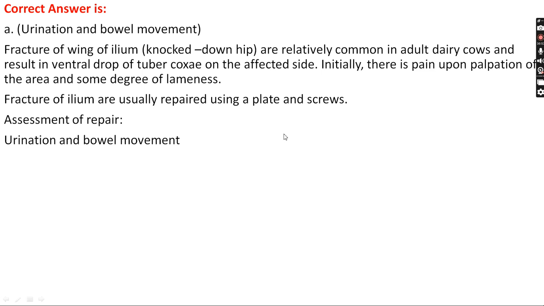Okay. Fractures of the wing of ilium, that is a knocked down hip condition, are relatively common in adult dairy cows, and we see a ventral drop of the tuber coccyx on the affected side. Initially there is pain too, but later on the pain decreases. These fractures of the ilium are repaired by two methods, using a plate or a screw. And for the fracture to be healed, we have to see that urination and bowel movement become normal.